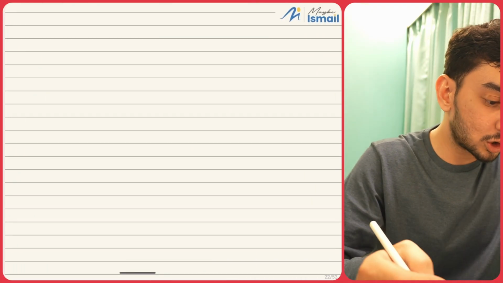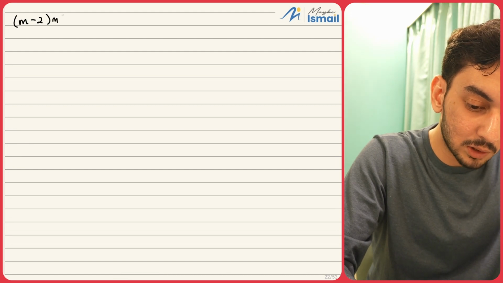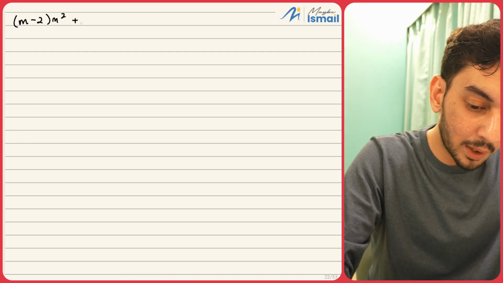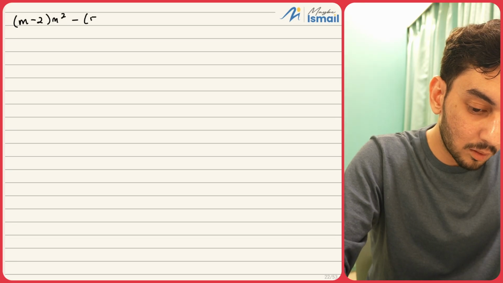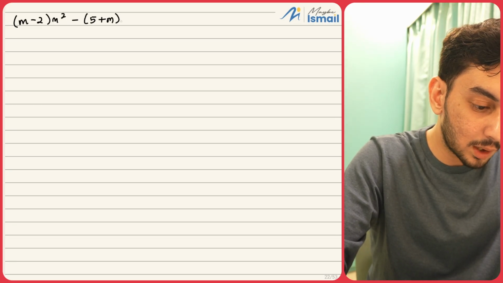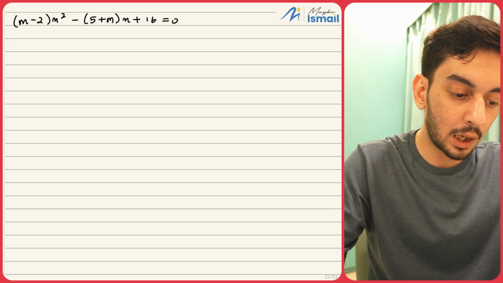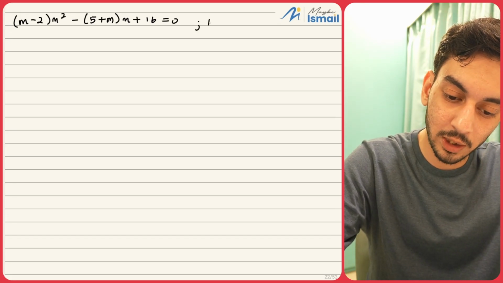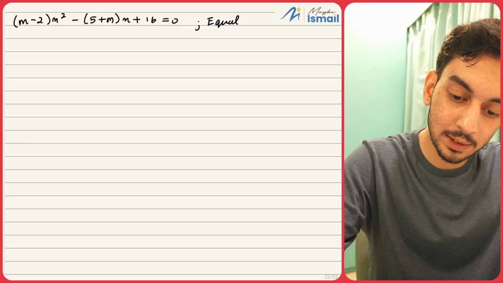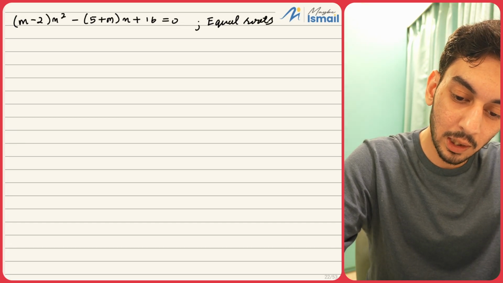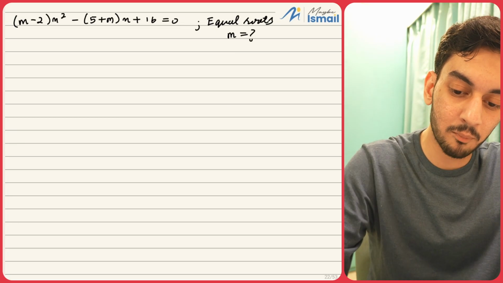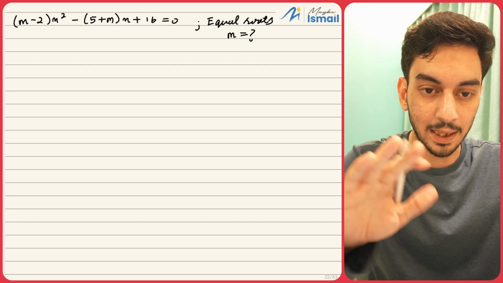Similar kind of question. So the question is m minus 2 times x square minus 5 plus m times x plus 16 is equal to 0. And it also says that the roots are equal. So it has equal roots, and I need to figure out the value of m. Same procedure, exactly the same thing.